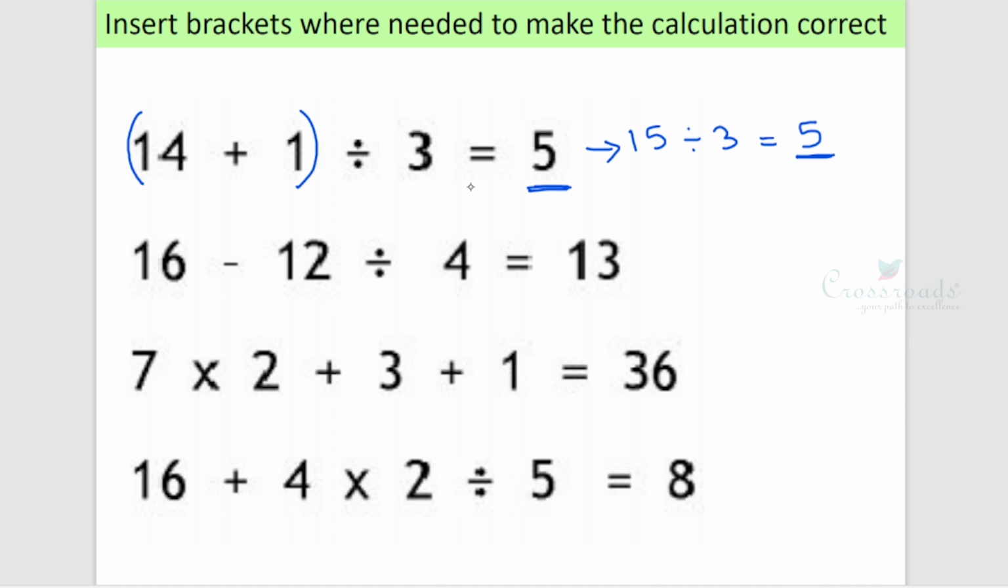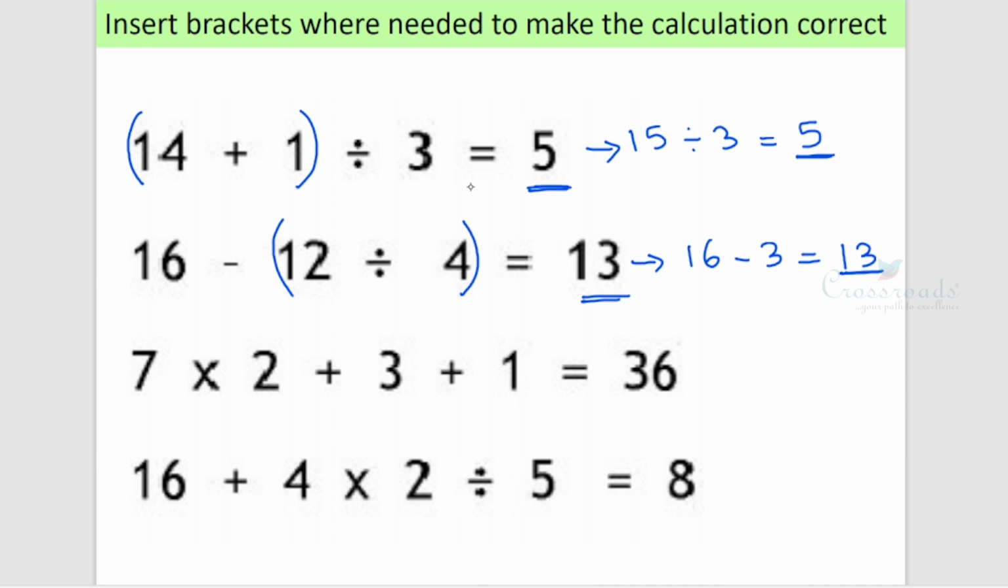Right? Going to the next, it says 16 minus 12 divided by 4 is equal to 13. In this case, we insert the bracket over here, 12 divided by 4. So that's going to be 16 minus 12 divided by 4 is nothing but 3. 16 minus 3, the answer is 13. Again, you got the right answer.